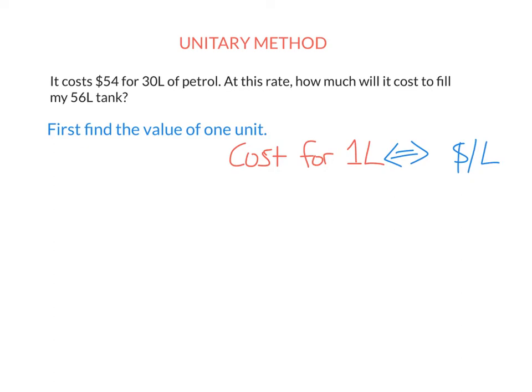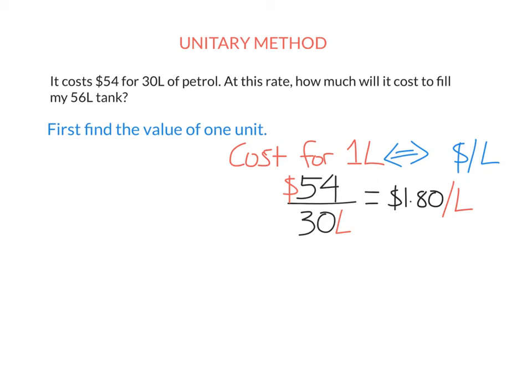So we know how to find the rate from this information. We can just go 54, the amount, divided by the second amount, and that is $1.80. So we did $54 per 30 litres, so this will be $1.80 per litre. That's the same as saying each litre costs $1.80.